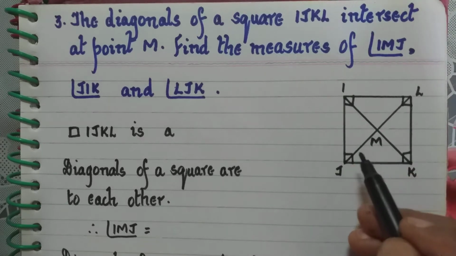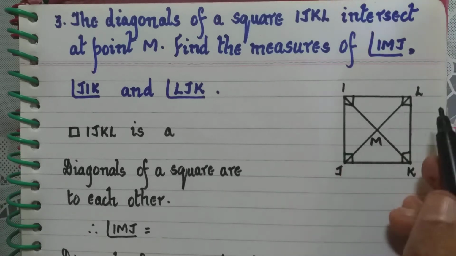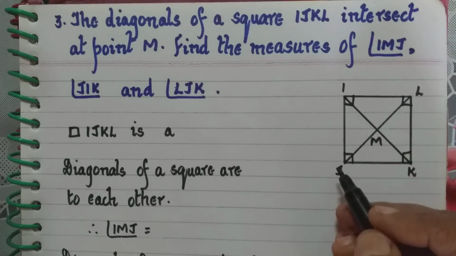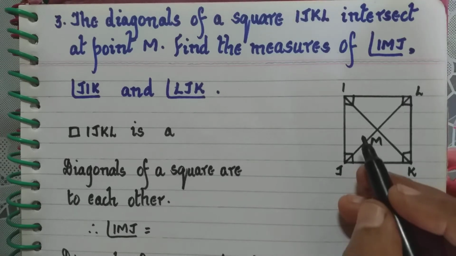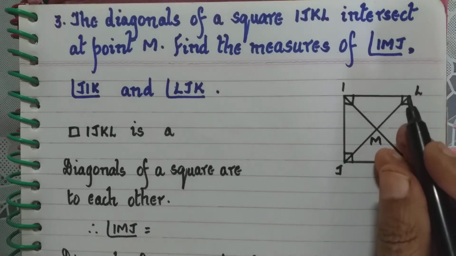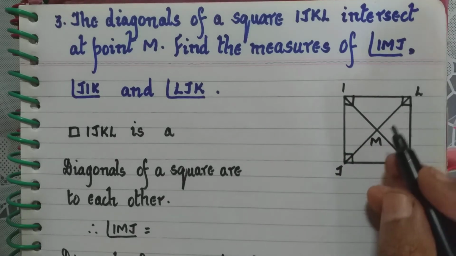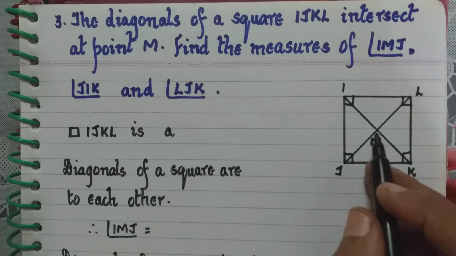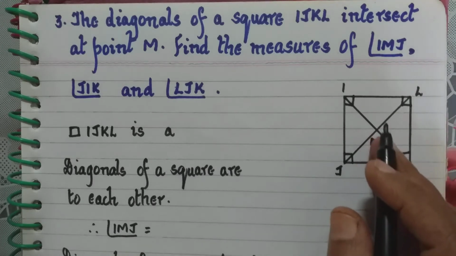Now, we have to use the properties of a square. In a square, we know that all the sides are equal to each other. Also, all the angles are equal to each other and their measure is 90 degrees. In addition to this, we also should know some more properties of a square. That is, the diagonals of a square are congruent. Also, the diagonals of the square are perpendicular bisectors of each other. That is, they bisect each other at right angles.